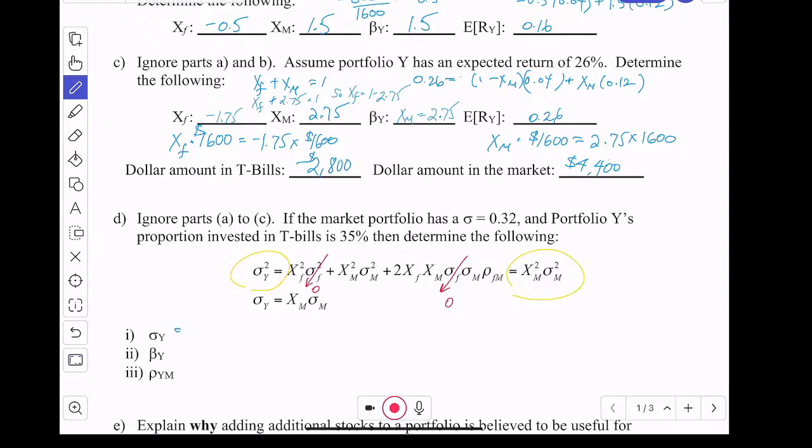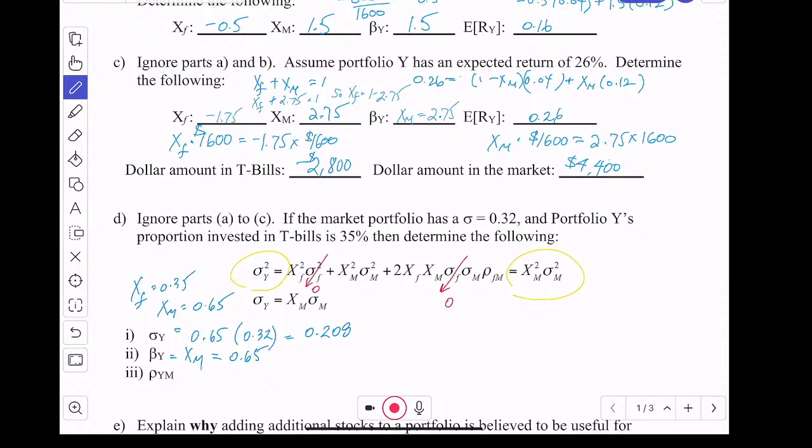So you're told that 35% is invested in T-bills. So this is 0.35, which makes XM 0.65 because they have to sum to 1. So this is 0.65 times the standard deviation of the market portfolio, which gives you 0.208. So that's the standard deviation. And what about the beta? It's still true that the beta of the new portfolio is equivalent to the proportion of investment made in the market portfolio. So this is simply 0.65.